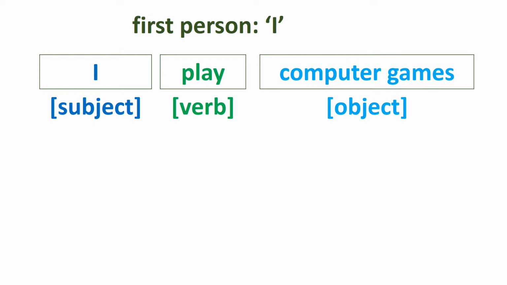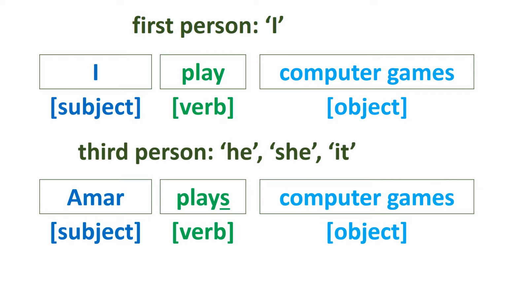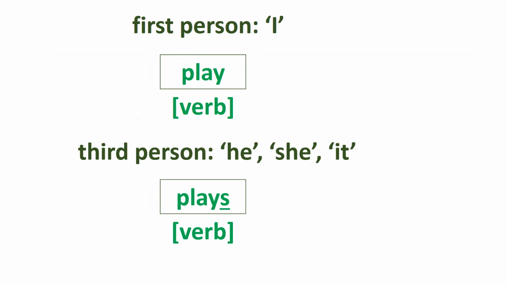When Amar speaks, he uses first person, I. I play computer games. When Mustafa speaks, he uses third person, he, she, it, or name, Amar. It's not Amar play computer games, it's Amar plays computer games. We change the verb form in the third person. First person, I, play. Third person, he, she, it, plays.